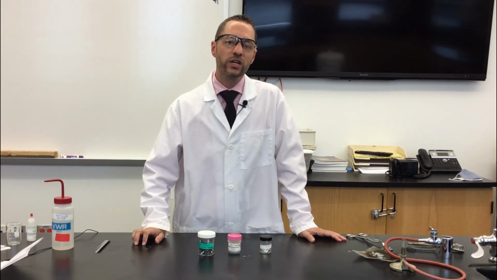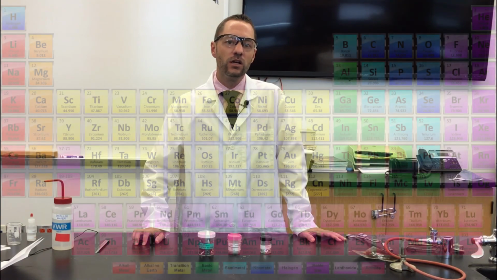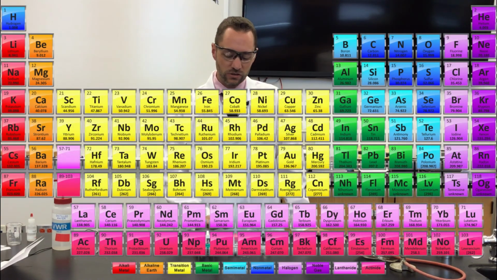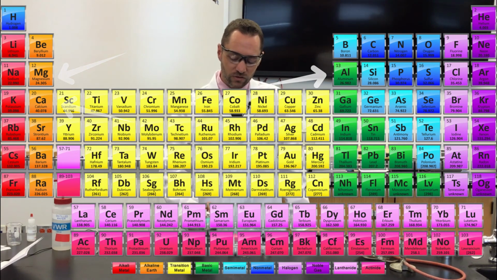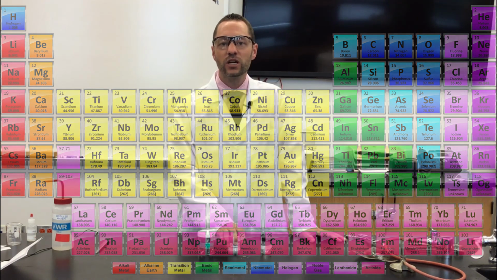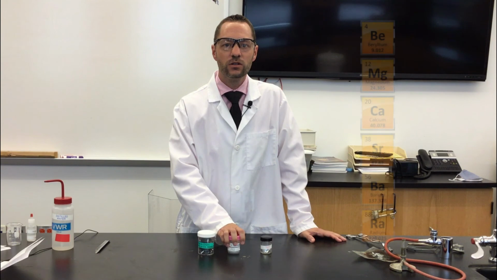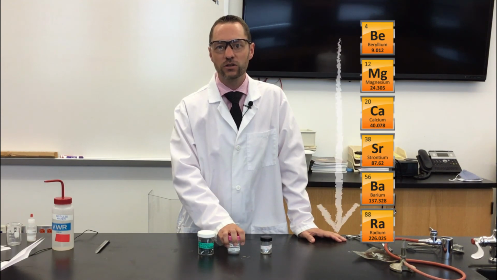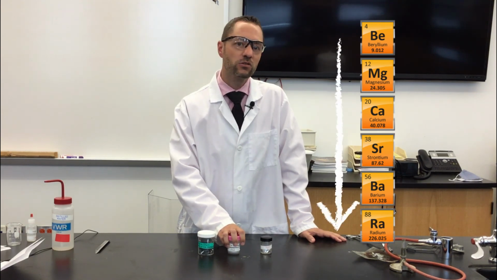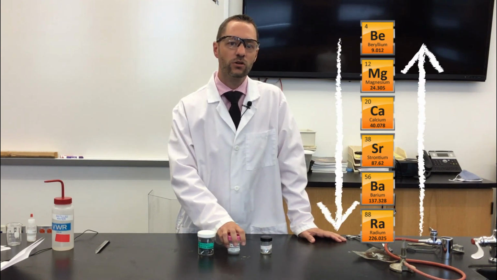Take a moment to look at a periodic table. Think about the positions of the magnesium and the calcium versus the position of aluminum. Also think about the reactivity of magnesium in comparison to calcium within that same group. Do you see an increasing trend of reactivity as you go down a group, or do you see an increasing trend of reactivity as you go up a group?